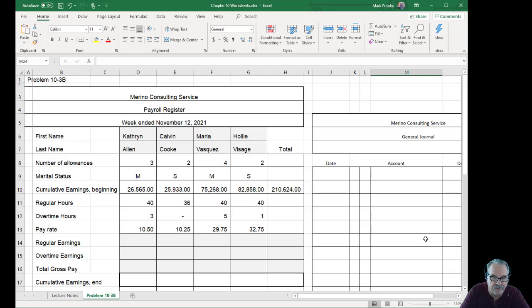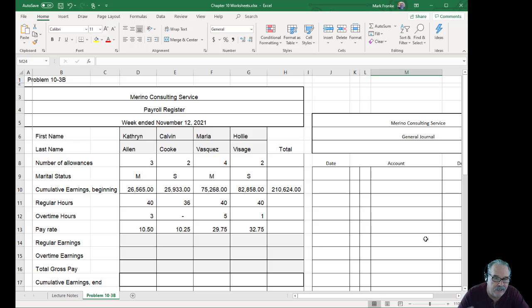So this was just provided by the problem in the textbook, which is on page 352. So the first step is to, and just to walk through, we have the name of the employee, the number of allowances. This is in the book on a sheet that we have to follow, because if they're married or single, it's going to be a different sheet. We want to track their cumulative earnings. That means the earnings that they've earned before this pay period.